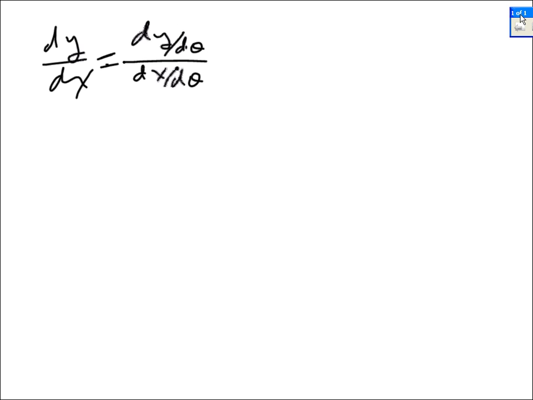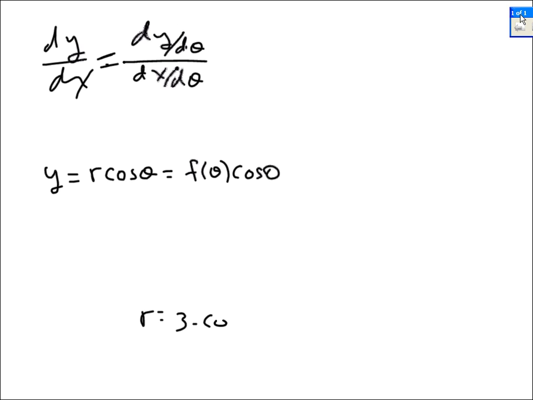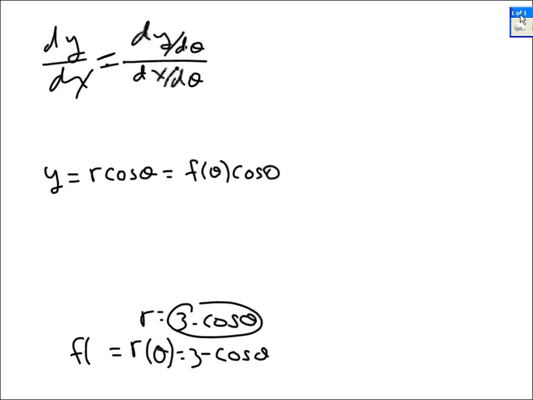Now, we know that y is equal to r sine theta. But r is a function of theta. For example, when they tell you r is equal to 3 minus cosine theta, r is a function of theta. You want to know r, you have to know theta. And instead of calling the function r or y, we generally call it f of, in this case, theta. r is just f of theta.